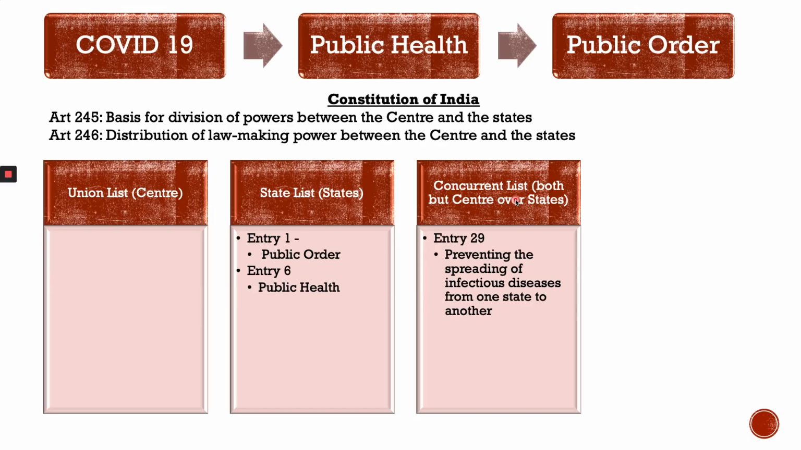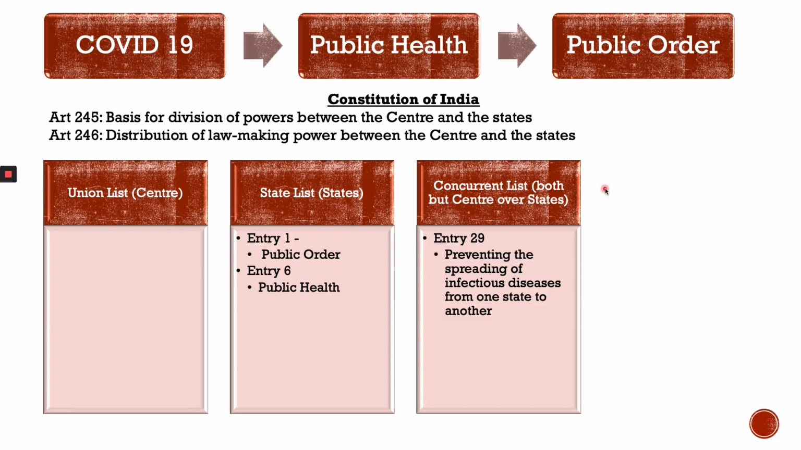Now let's understand what's inside these lists. Entry number 1 of the state list talks about public order. Entry number 6 of the state list talks about public health, which means the states should have the first go at it. But hold on a second. We have something called Entry 29. Entry 29 in the concurrent list says the center can make a law on anything to prevent the spreading of infectious diseases from one state to another. This is a classic example of federalism in India with a unitary bias.